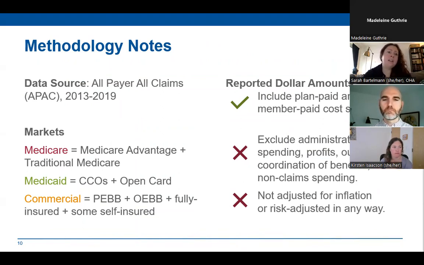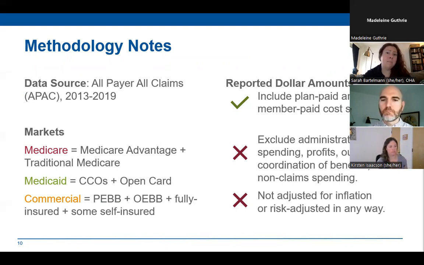Our data source is Oregon's All Payer, All Claims database, or APAC. So this is a claims-based analysis. We are only looking at claims-based spending. We're looking at 2013 to 2019. We are looking at allowed amounts when we're talking about spending. So allowed amounts are how much the health plan paid for the service or the procedure, as well as any amounts that the member might have paid. So cost sharing, co-pays, that type of thing.